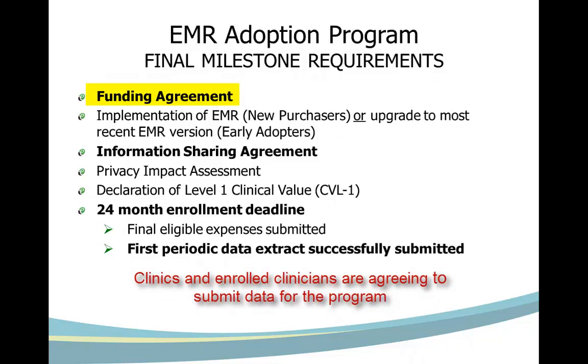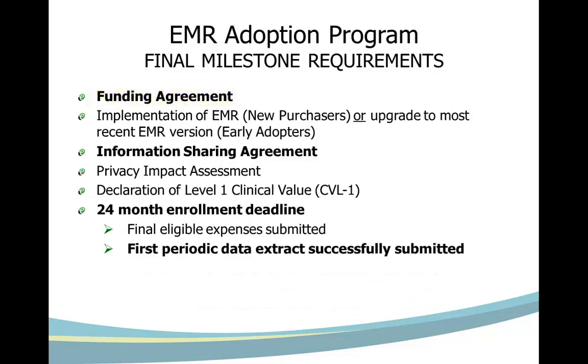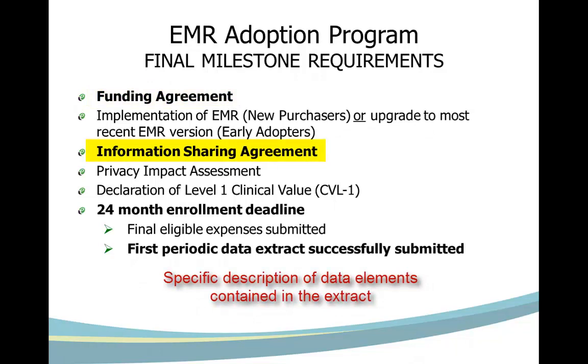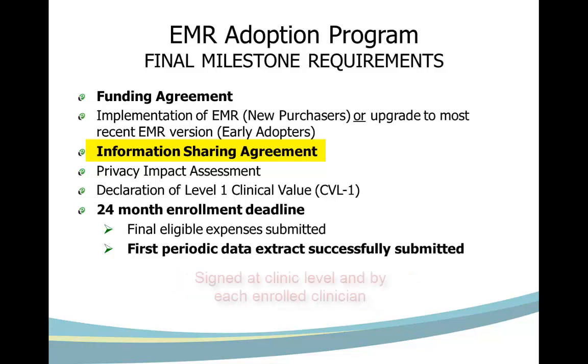By signing the funding agreement, clinics and their enrolled clinicians are agreeing to submit data extracts from the clinic's approved EMR solution to Manitoba Health on a periodic basis. The Information Sharing Agreement, or ISA, contains more specific description of the data elements contained in the extract. It explains the objectives of providing data submissions and contains the terms of the agreement, including use, disclosure, and protection of the information. The ISA is signed at both the clinic level and by each enrolled clinician, stating they agree to the terms and conditions outlined in the agreement.